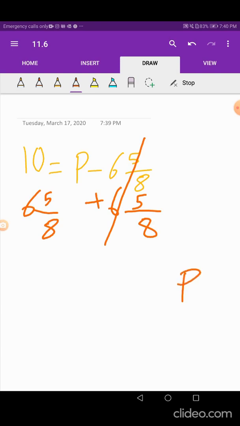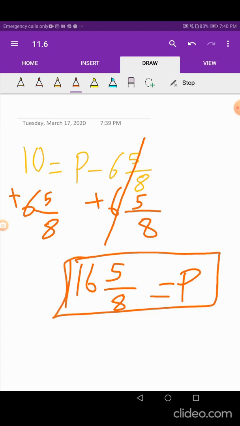We have p left over here because the negative and the positive canceled each other. Negative 6 and 5 over 8 plus 6 and 5 over 8 equals 0. While the second side, 10 whole plus 6 whole, is 16 whole. And there is no fraction part on the first number, so it's just 16 and 5 over 8.